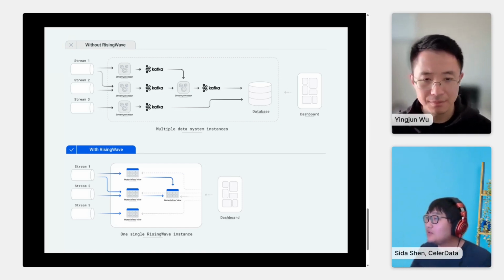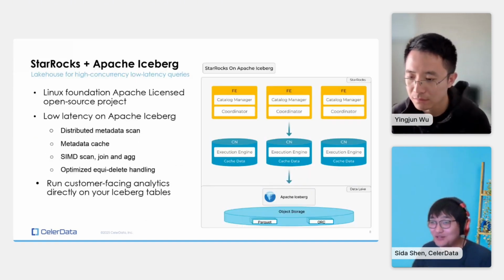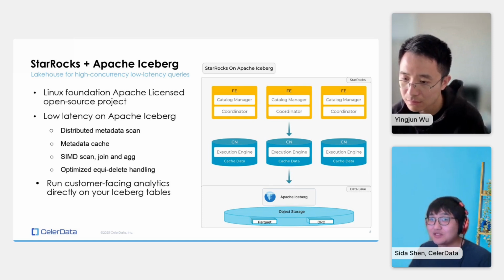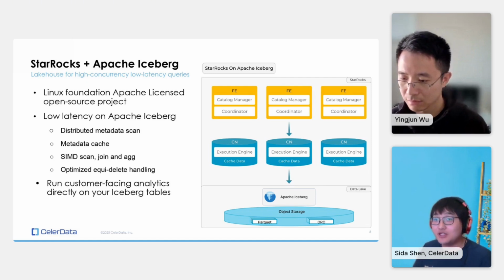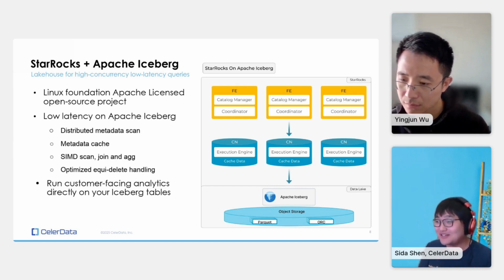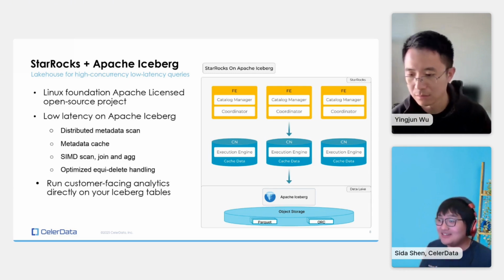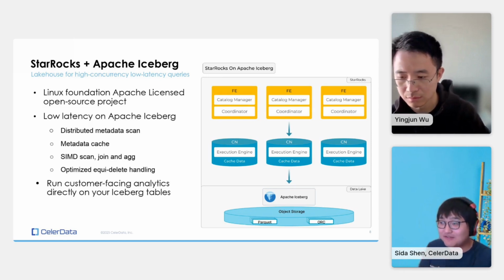Okay, so let's go back to the slides, and this is RisingWave, and a quick little rundown of StarRocks. StarRocks is a query engine that works on top of open lakehouse formats like Apache Iceberg, under the Linux Foundation Apache license. It's really good at doing low latency on Apache Iceberg. It does all of the crazy optimizations for Apache Iceberg, for real-time customer-facing use cases. There's the distributed metadata scan that we just talked about: if your metadata is too big because you don't compact the table correctly or just have too much data, you can read in parallel not only the data but all of the metadata files. And a metadata cache makes sure the planning is always fast.